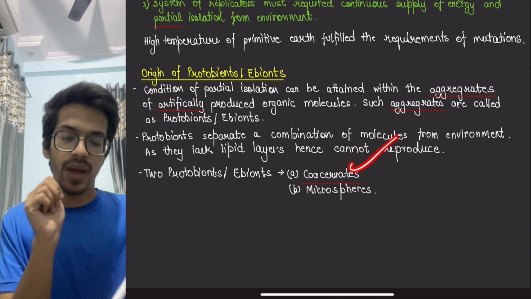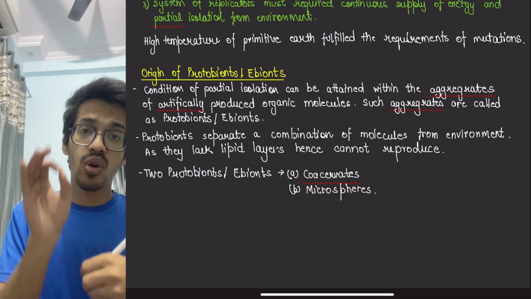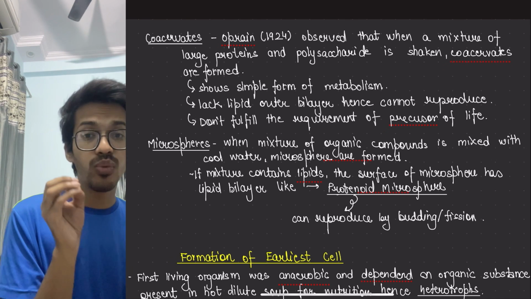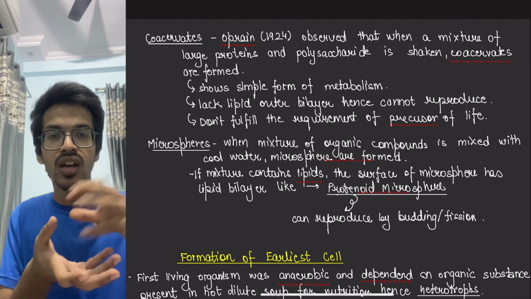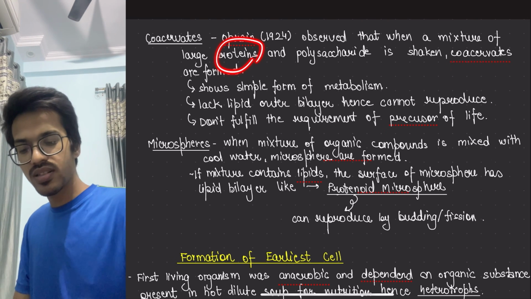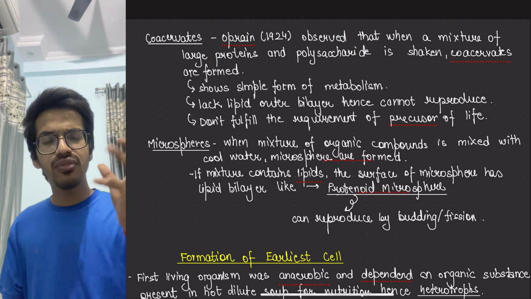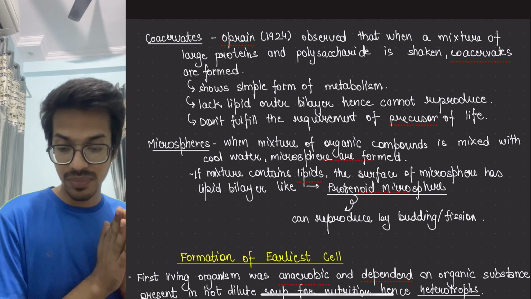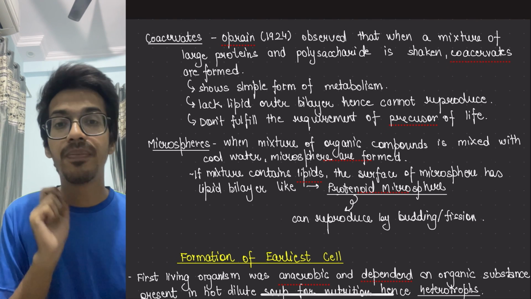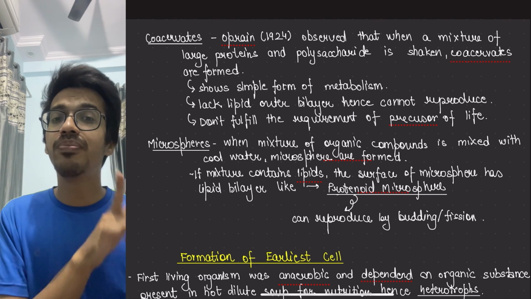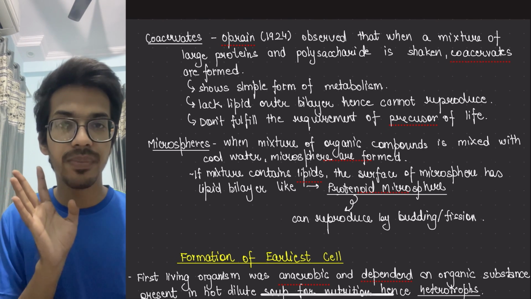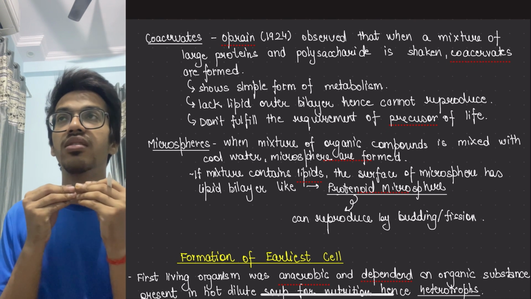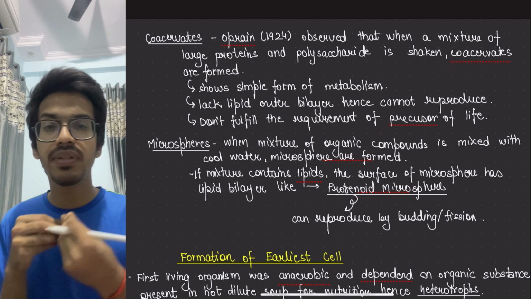And there are two types of protobionts. One is coacervates, one is microsphere. Coacervates have a problem, microspheres do not have that problem. So coacervates were found by Oparin. So Oparin did what? He took these organic substances and mixed them together. He mixed the protein and the polysaccharides, and he found what? Coacervate kind of substances, which show simpler metabolism taking place, but they do not have the lipid layer around themselves, and the lipid layer is very important for reproduction, so they are not able to reproduce. Okay, and it does not fulfill the requirement of the precursor of life. So coacervates are of no use.